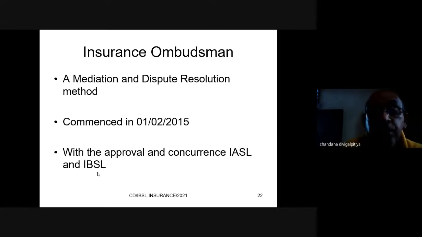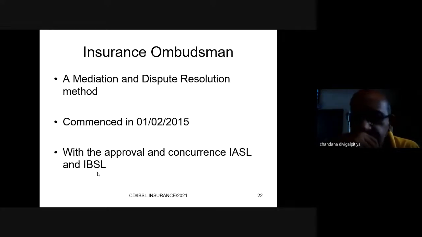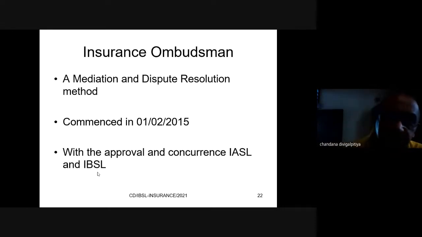All right. Insurance ombudsman, like your bank's financial ombudsman, insurance ombudsman is also there. It's a mediation and dispute resolution method rather than going to courts. It commenced in 2015 with the approval and concurrence of IASL. IASL means Insurance Association of Sri Lanka. It's made up of all the CEOs of insurance companies. That's why I call it IASL, and not IBSL, now we call it IRCSL. With both associations getting together, the ombudsman scheme was built up.